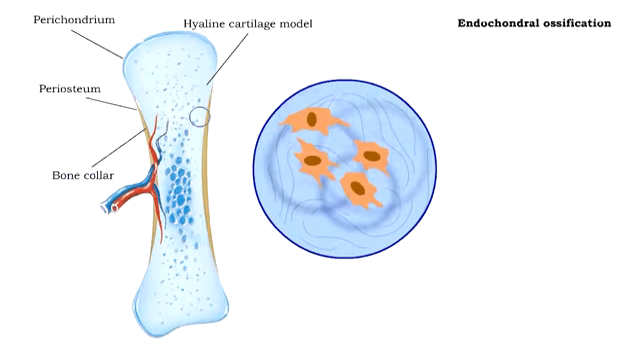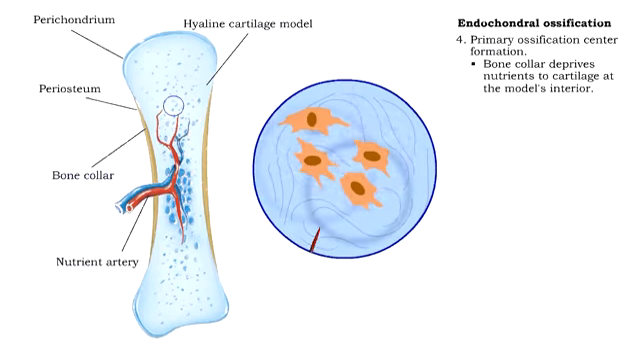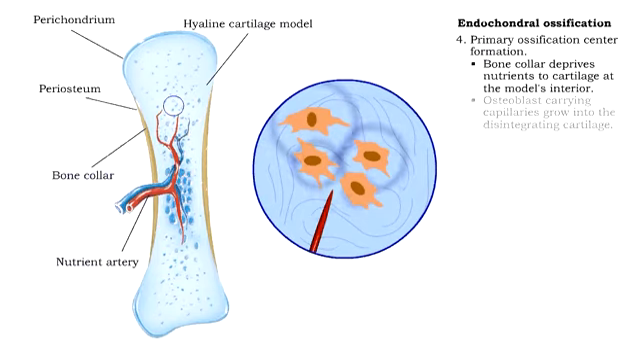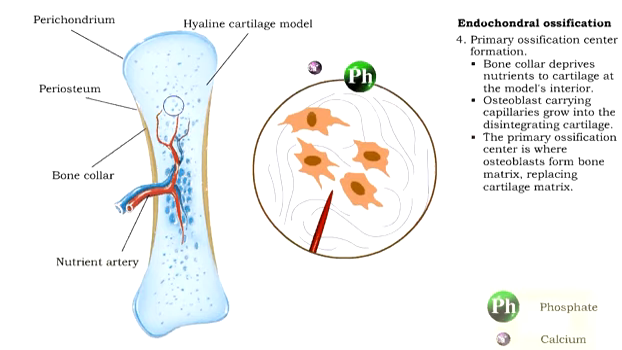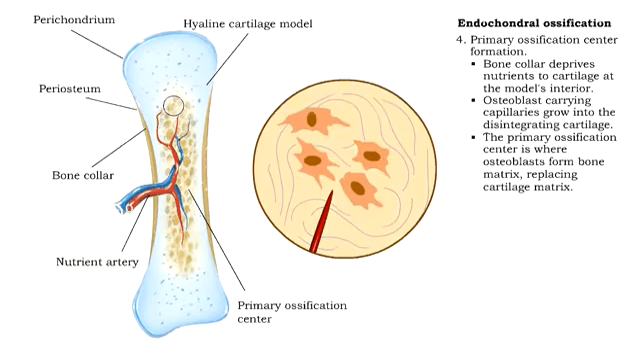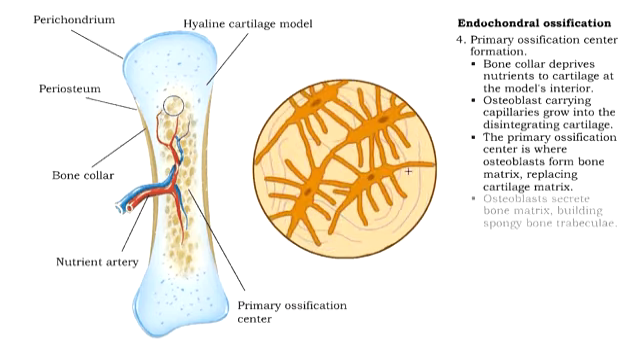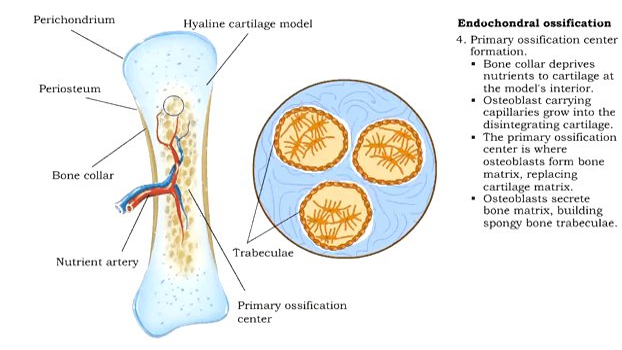The bone collar reduces diffusion to the cartilage inside the model, depriving it of nutrients. Capillaries grow into the disintegrating cartilage, delivering osteoblasts. The new growth forms a primary ossification center, an area where bone tissue will replace most of the cartilage. Osteoblasts deposit bone matrix, building spongy bone trabeculae.